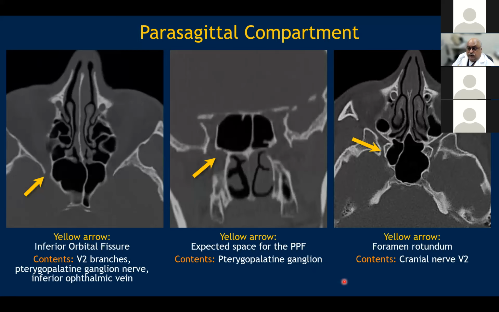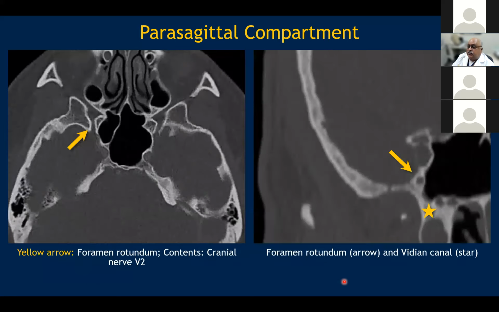These are well-formed and well-corticated channels which extend from the skull base to the exterior, to the inferior part of the maxillofacial skeleton. This is another representation of the foramen rotundum seen on the axial sections.